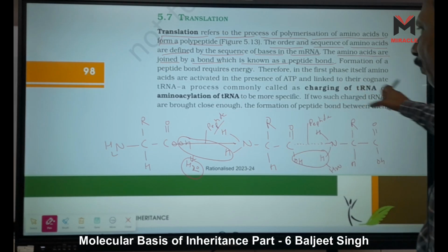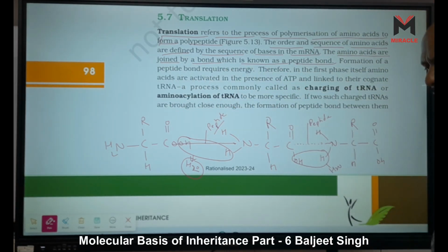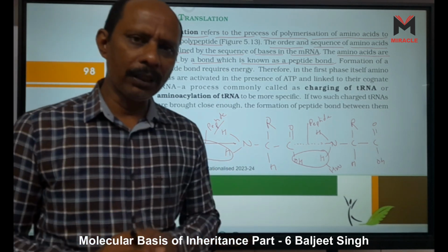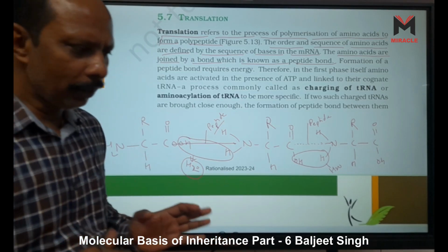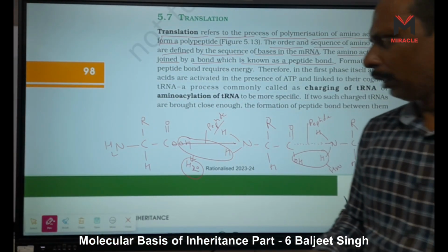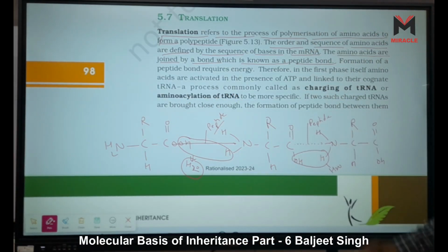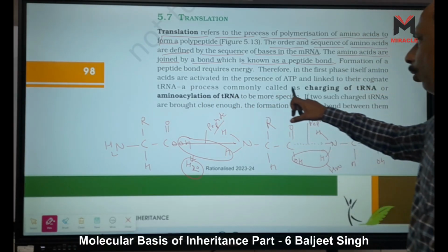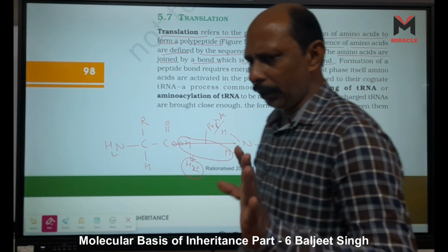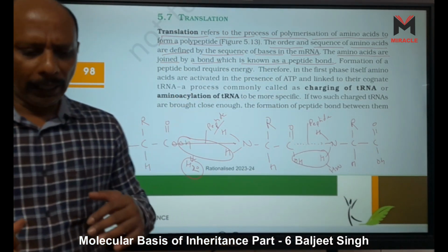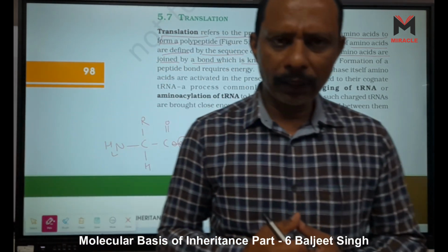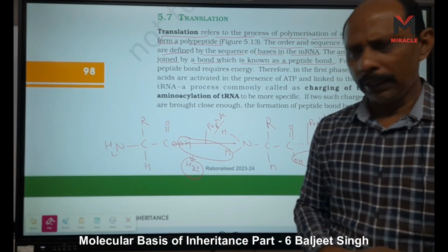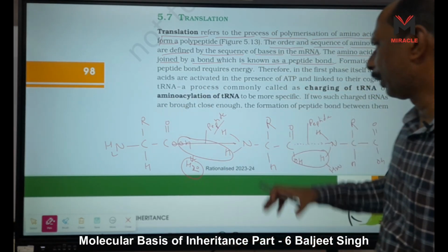Therefore, in the first phase itself, amino acids are activated in the presence of ATP. Without activation, without energy, no process happens here. So the amino acid, by using ATP, becomes activated. That is called aminoacylation of transfer RNA or activation of transfer RNA. It is activated and linked to the cognate transfer RNA, a process commonly called charging of transfer RNA. First, by using ATP, the amino acid is activated and then it attaches to a specific transfer RNA. That is called charging of transfer RNA or aminoacylation of transfer RNA. Aminoacylation means attachment of the amino acid with transfer RNA, to become more specific.